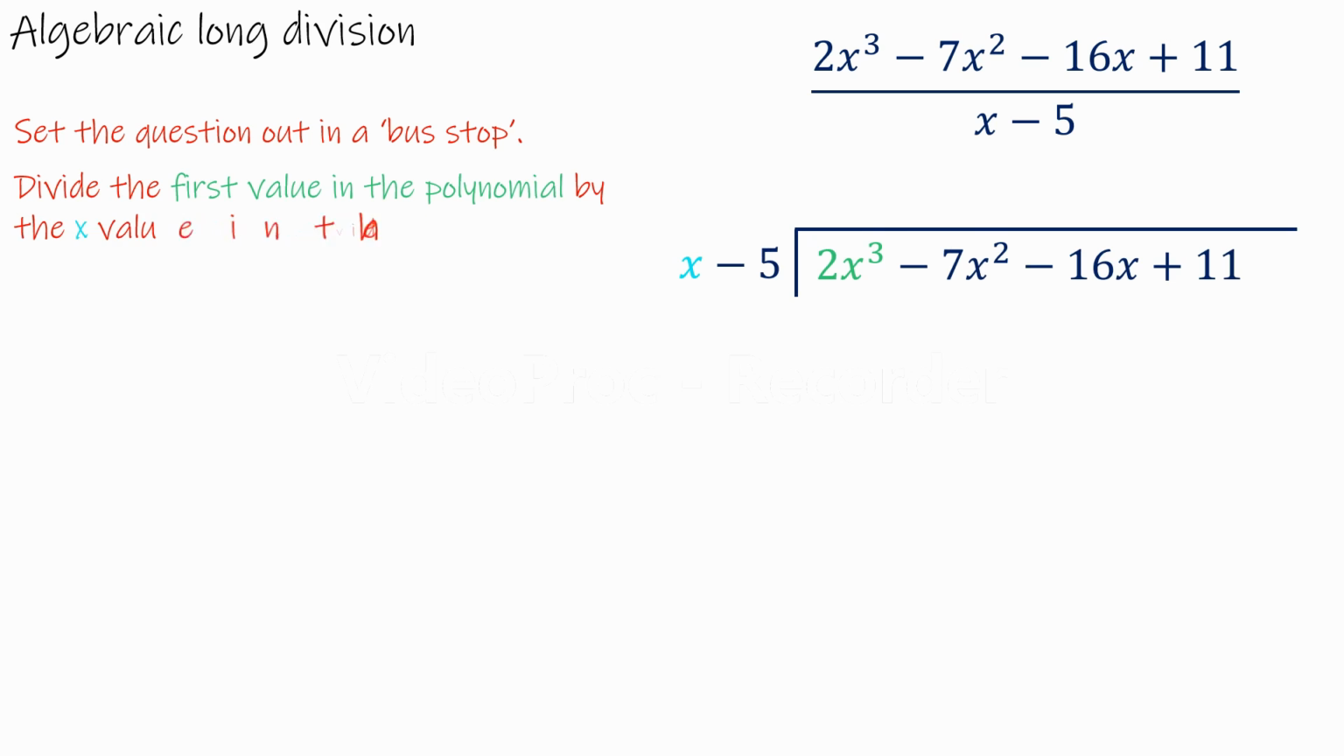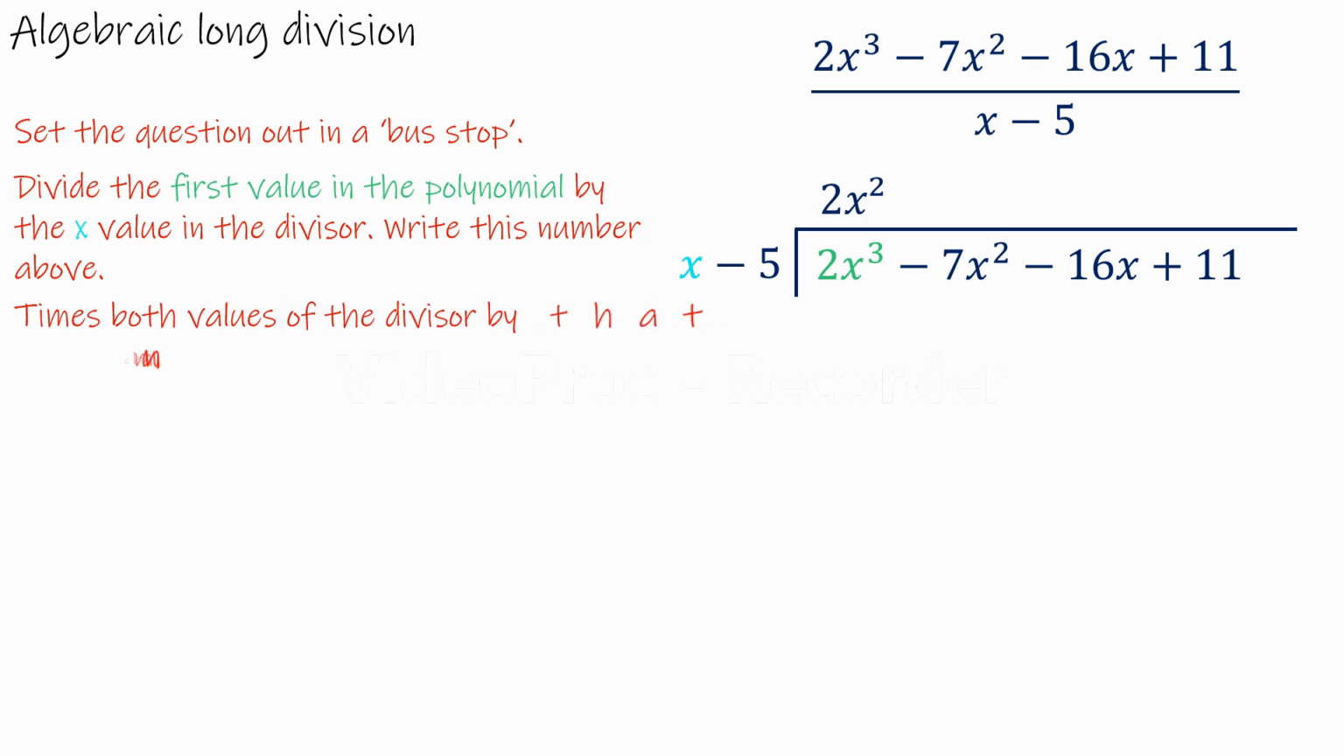From here, we're going to start by dividing the first value in our polynomial, which in this case is 2x cubed, by the x value in our divisor, which in this case is just x. So 2x cubed divided by x is 2x squared. We then write this above this first value in our polynomial.